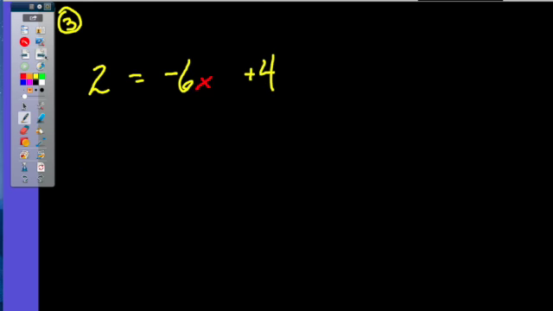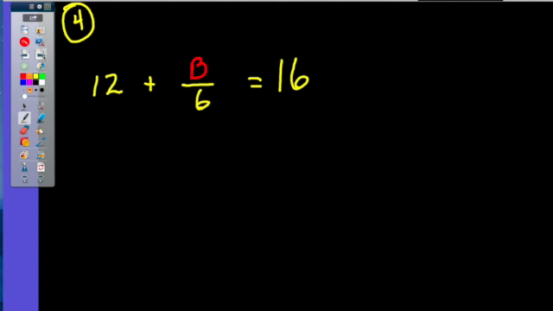Number 3 is exactly the same. Let's go to number 4. Once again, this means 12 plus b divided by 6 equals 16. We have 12, and we need to undo this, so you subtract 12 to undo it.